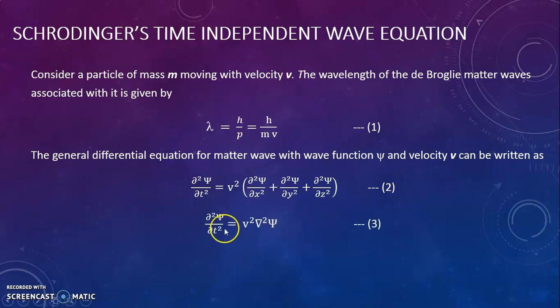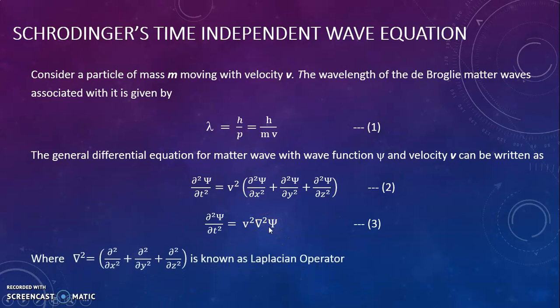This equation number 2 we can simplify as dou square psi upon dou t square is equal to v square del square psi, where this del square is dou square upon dou x square plus dou square upon dou y square plus dou square upon dou z square, which is the Laplacian operator. So we have written equation number 3 as dou square psi upon dou t square is equal to v square del square psi.